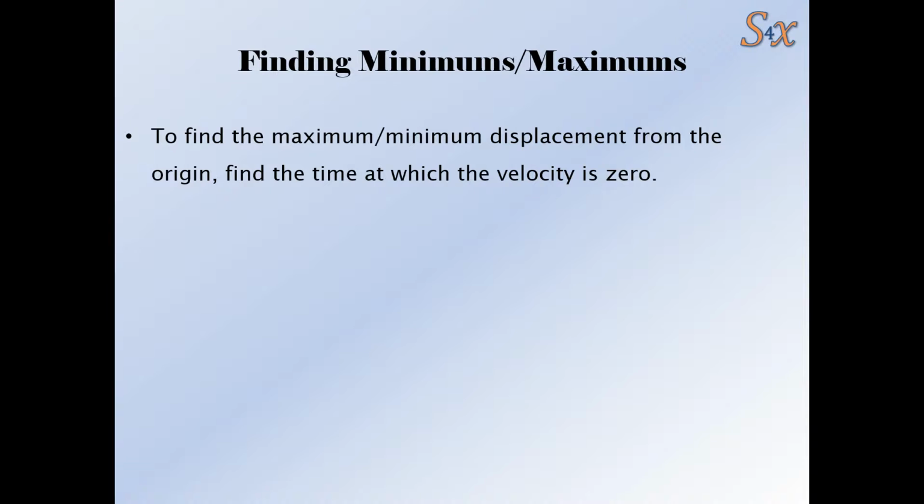That means temporarily it's going to be as far away as it could be before it turns around and starts coming back towards the origin. Okay, so basically we're looking for when the velocity is zero.